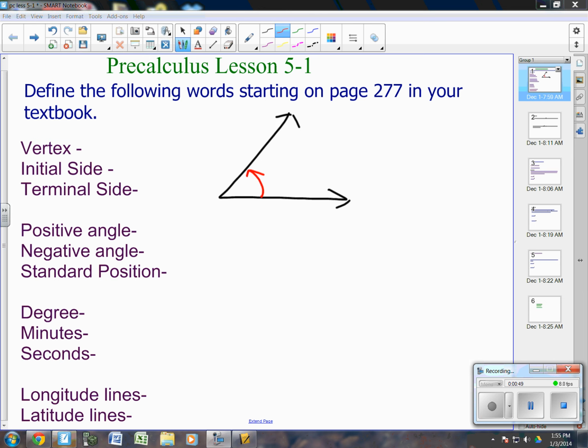Now, by the way, I did this arrow right here. Which side would be the terminal side? The top would be, because it's where it ends. See, I start right here and I end right here. So the bottom is initial, and the top. So this would be the initial side, and this would be the terminal side.